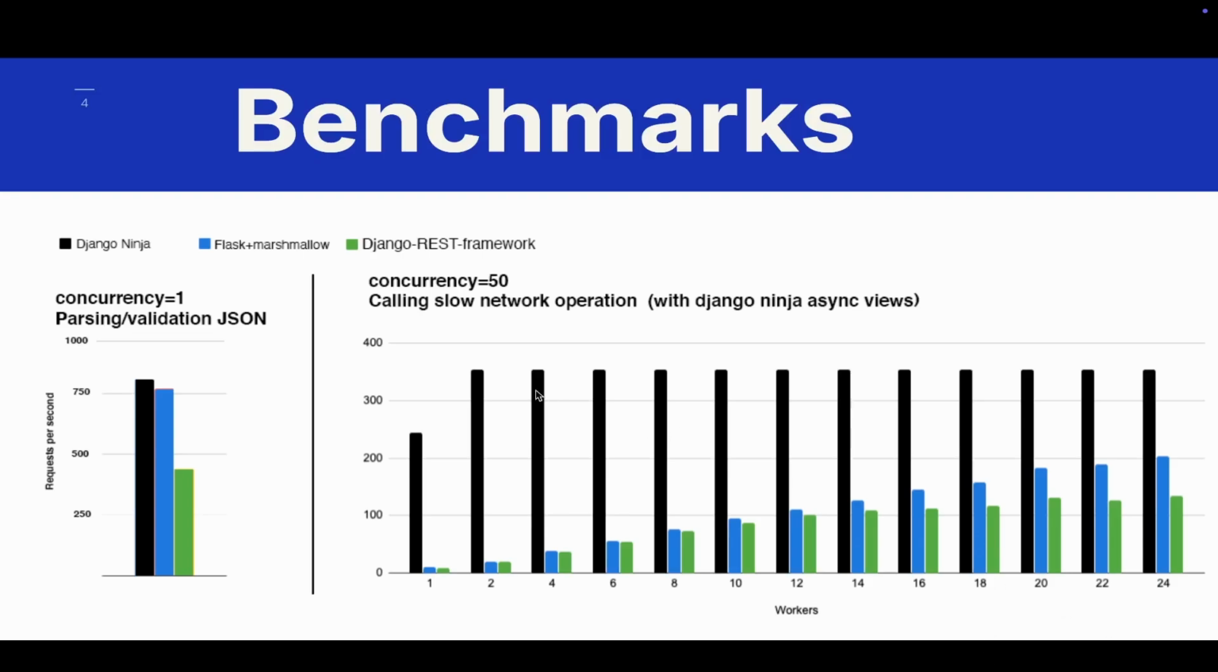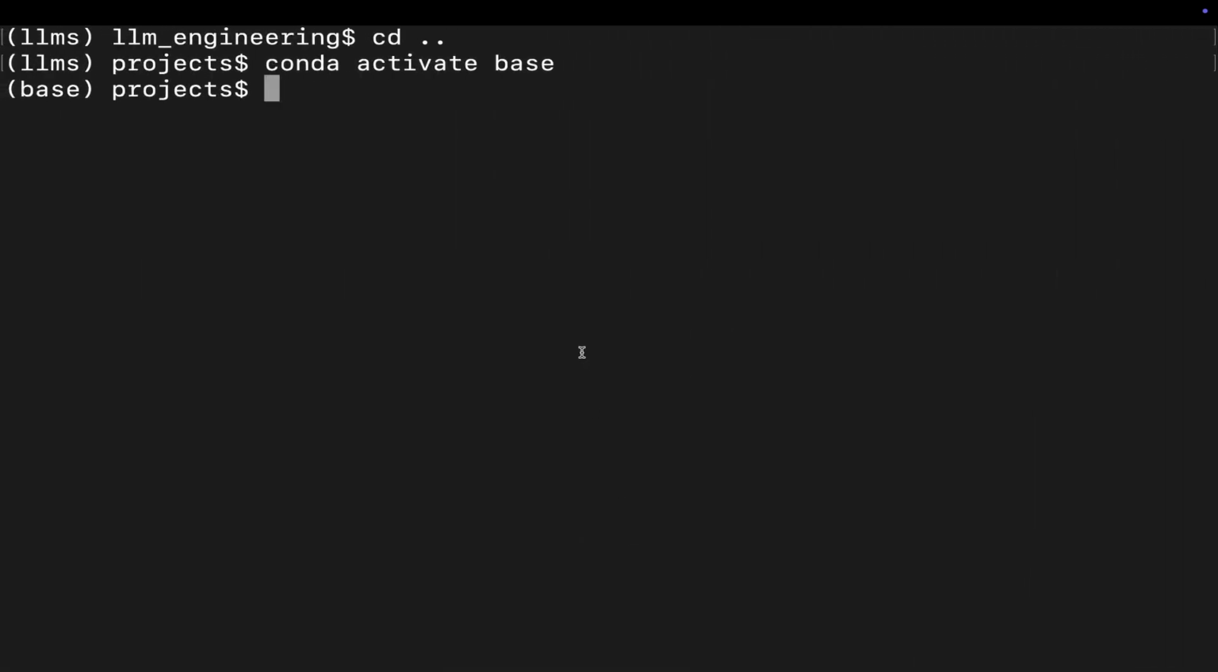The black is for Django Ninja, the light blue or just blue is for Flask with Marshmallow, and then the green is for Django REST framework. So you see that Django Ninja is doing well. So let's go ahead and install Django Ninja.